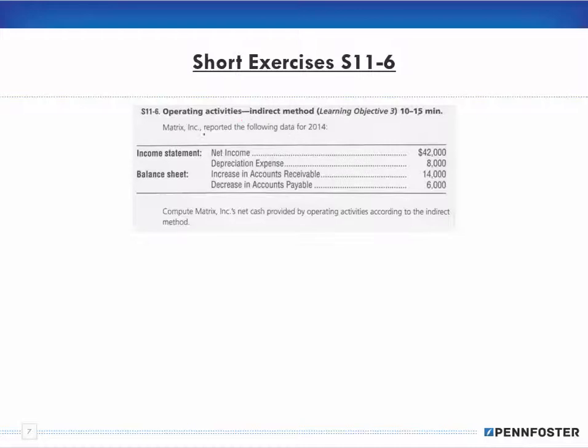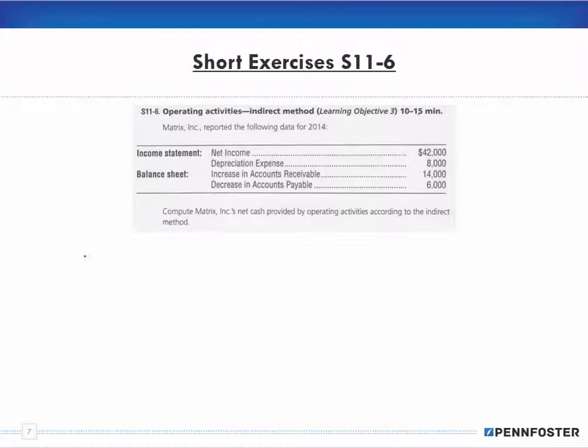Operating activities, indirect method. Matrix reported the following data for 2014: an income statement, depreciation expense, and then on the balance sheet, an increase in receivables and a decrease in payables. Compute the net cash provided by operating activities according to the indirect method.